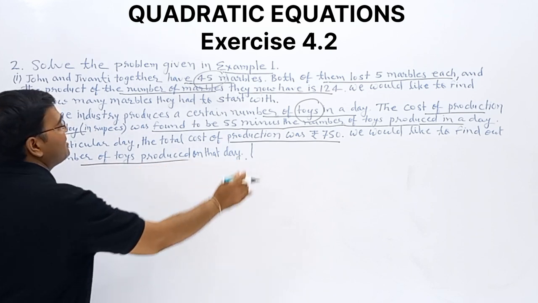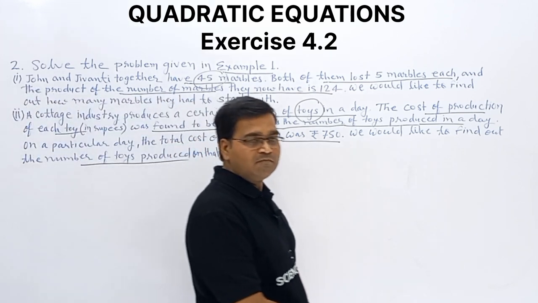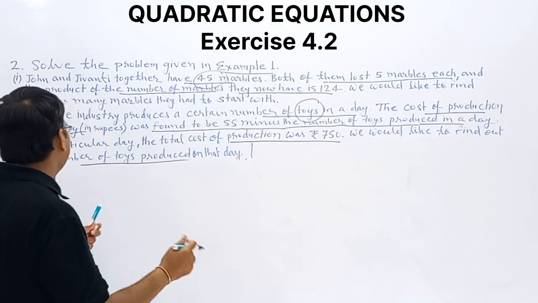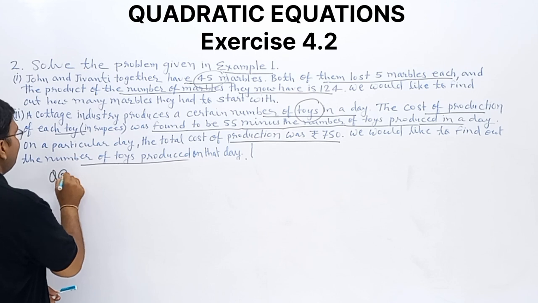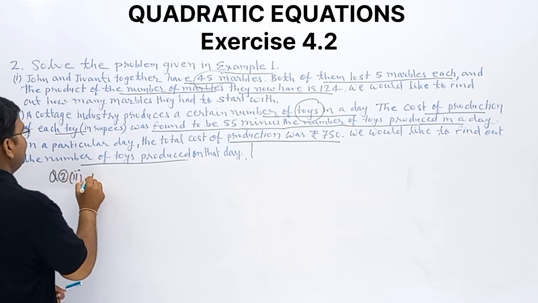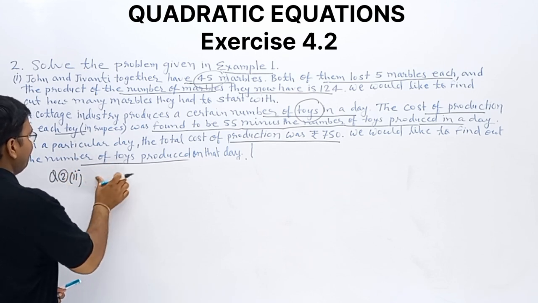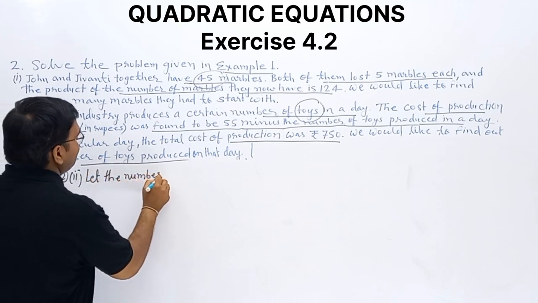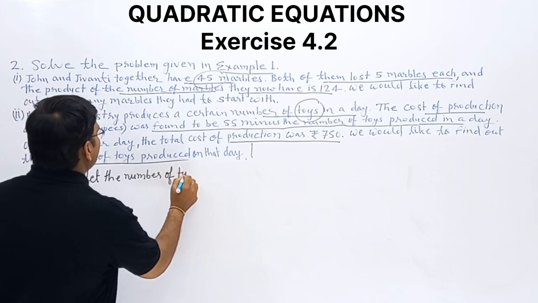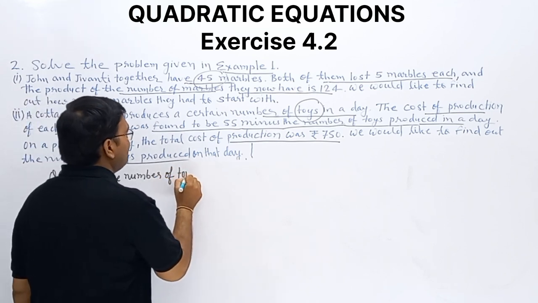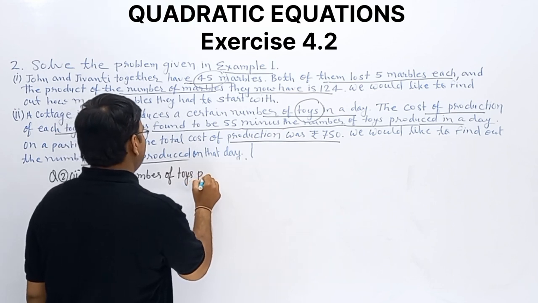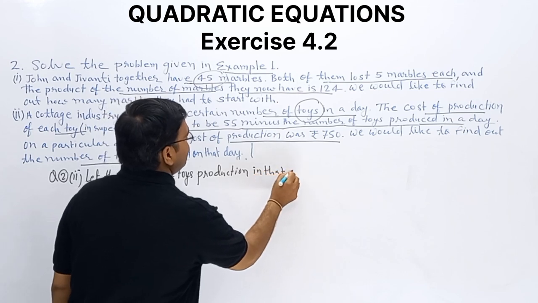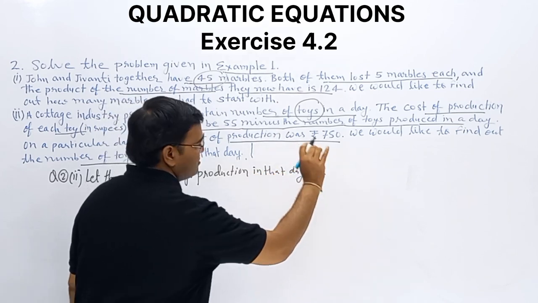The number of toys produced on that day will be what? So we will assume the number of toys produced. What we want, we will assume. Question number two: let the number of toys produced in that day equal X.